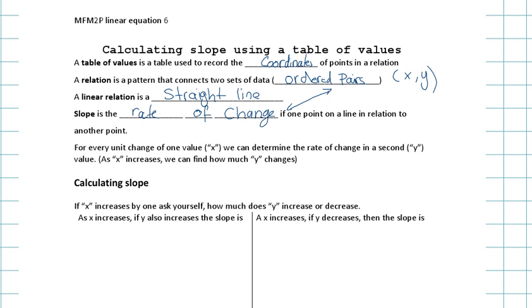So slope is the rate of change of one point on a line in relation to the other point. Okay? So it's also called rate of change. If the question is asking you for the slope, or the steepness, or the rate of change, it's asking you for exactly the same thing.